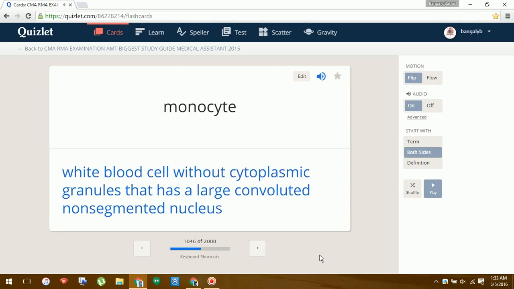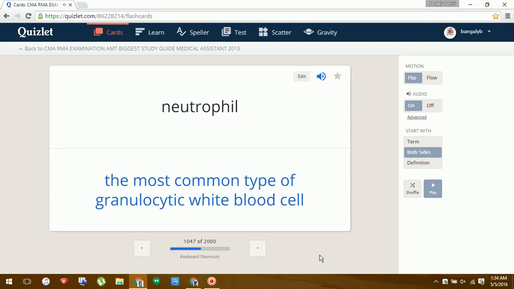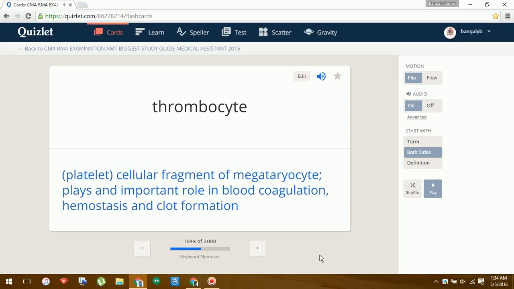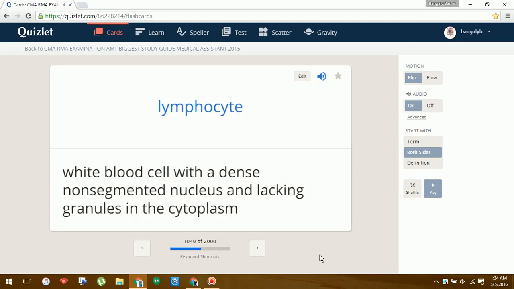Monocyte, white blood cell without cytoplasmic granules that has a large convoluted non-segmented nucleus. Neutrophil, the most common type of granulocytic white blood cell. Thrombocyte, cellular fragment of megakaryocyte, plays an important role in blood coagulation, hemostasis, and clot formation. Lymphocyte, white blood cell with a dense non-segmented nucleus and lacking granules in the cytoplasm.